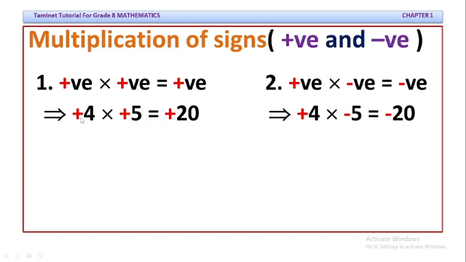You see, plus times plus. First, we multiply the sign. Positive times positive is positive, and 4 times 5 is 20. So the result is positive 20.